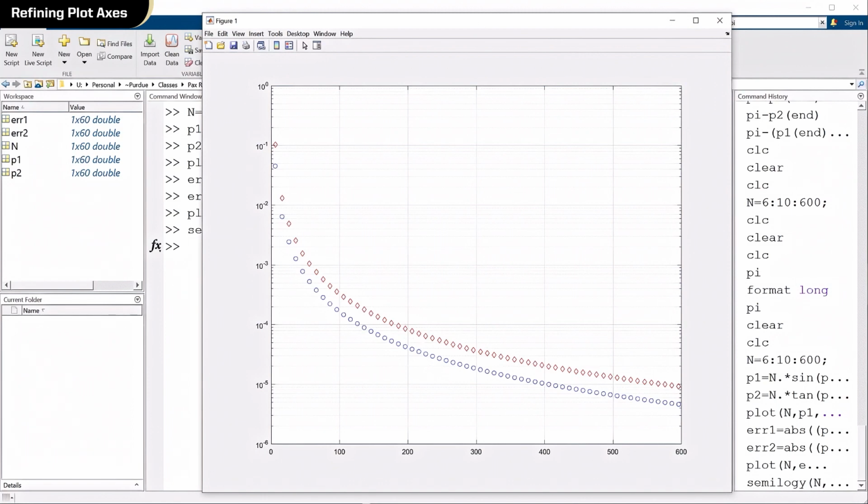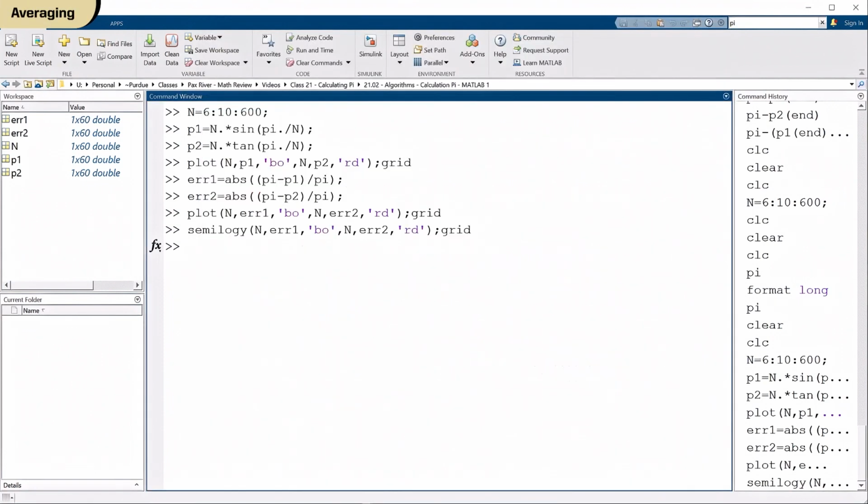Now, one thing I mentioned is that the inscribed polygon underestimates pi, and the circumscribed polygon overestimates pi. Well, what happens if I just take the average of the two of them? And let's just skip to the end. What if I say I want the last value of P1 plus the last value of P2. And that's what end does. It just gives you the last element of a vector. And the nice part about this is you don't have to know how long the vector is. And just divide that by 2.